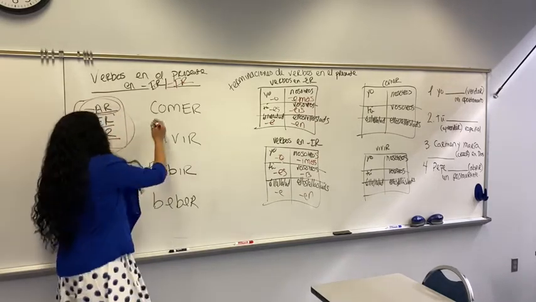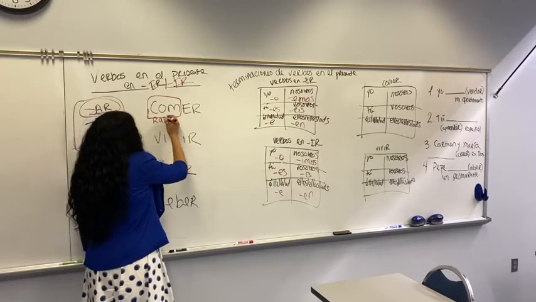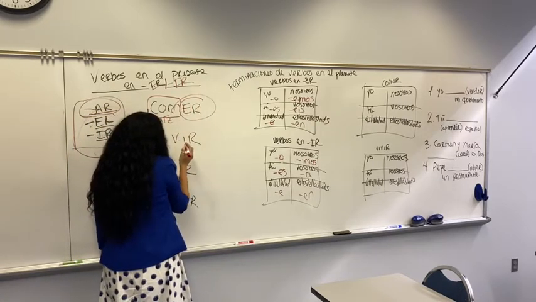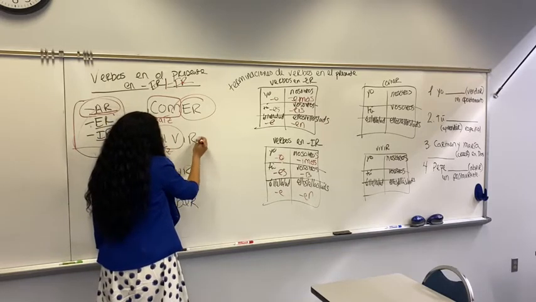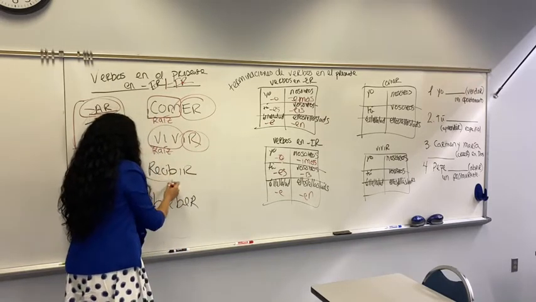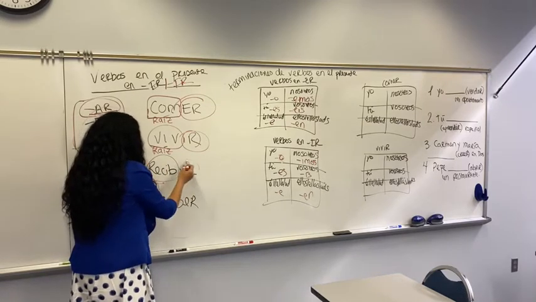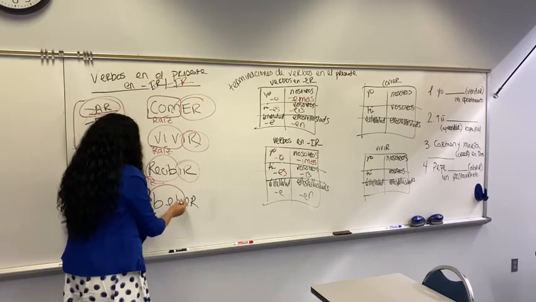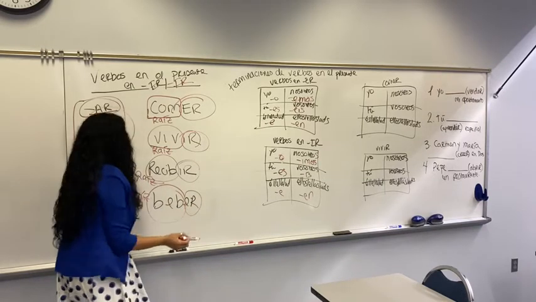For example, this will still be the root. This will still be the infinitive ending. This will still be the root. This will still be the infinitive ending. This will still be the root. And this will still be the infinitive ending. This will be the root. And this will be the infinitive ending.